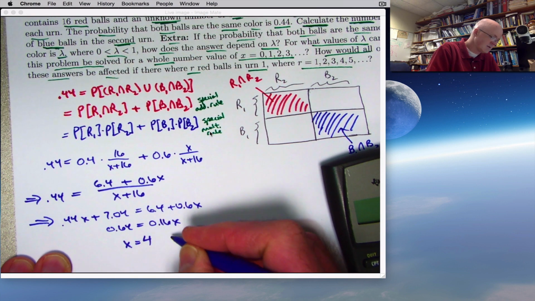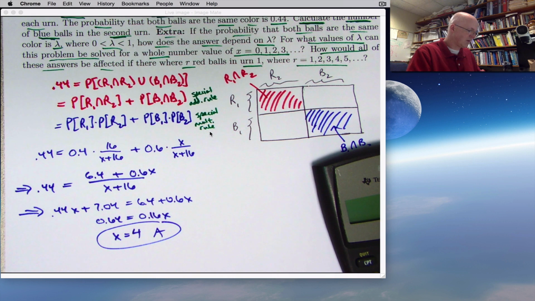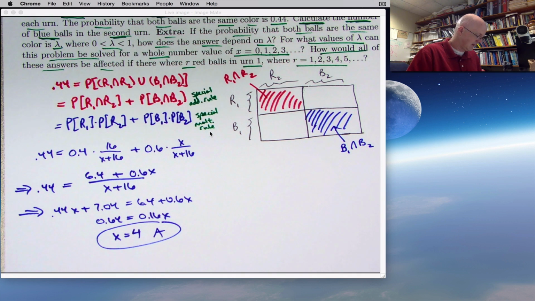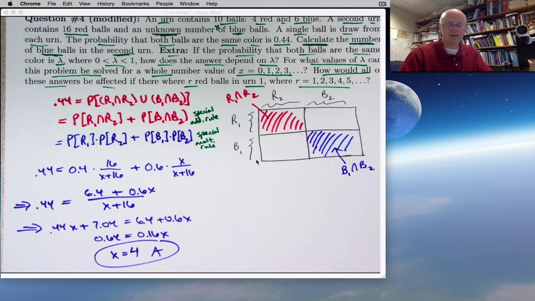That is the answer, and that's answer A on the sample exam problem that you can find online. Okay? 4 blue balls in the second urn. Now let's go to Mathematica and solve the more general question. And again, something extra interesting happens.